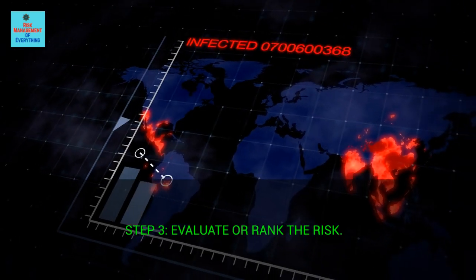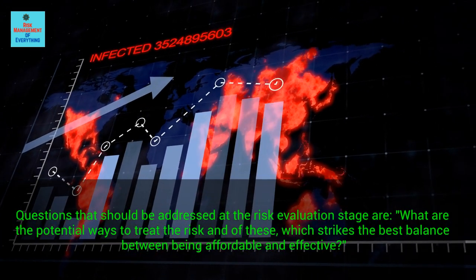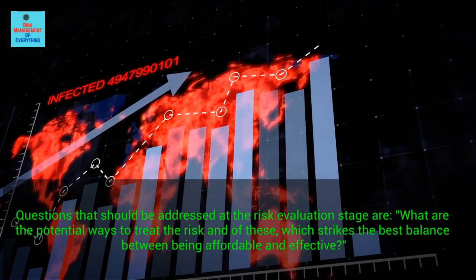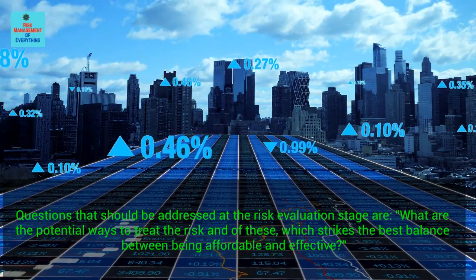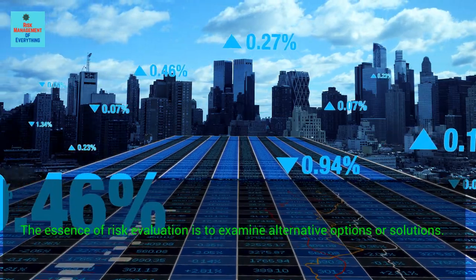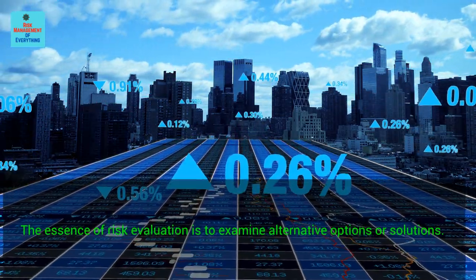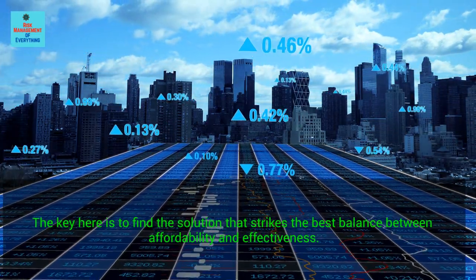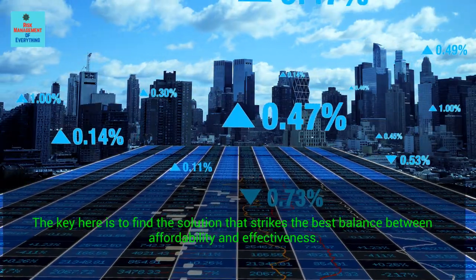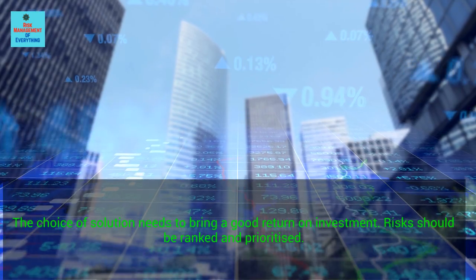Step 3. Evaluate or rank the risk. Questions that should be addressed at the risk evaluation stage are: what are the potential ways to treat the risk, and of these, which strikes the best balance between being affordable and effective? The essence of risk evaluation is to examine alternative options or solutions. The key here is to find the solution that strikes the best balance between affordability and effectiveness. The choice of solution needs to bring a good return on investment.